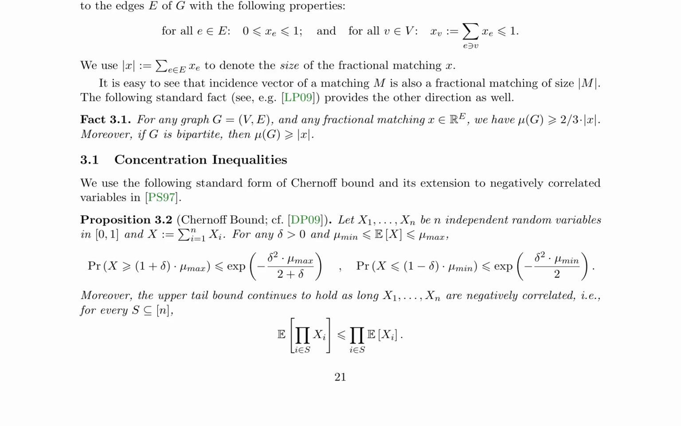Concentration inequalities are also discussed, specifically the Chernoff bound and its extension to negatively correlated variables. This bound provides an upper limit on the probability that the sum of independent random variables exceeds a certain threshold, and it is pivotal for the analysis of algorithms and statistical models in our paper. In summary, this section serves as a foundation for the rest of the paper, providing the necessary definitions, notation, and preliminary concepts to understand the subsequent sections. It sets the stage for the exploration of algorithms and statistical models, and it establishes the technical framework within which the paper's main results are derived.